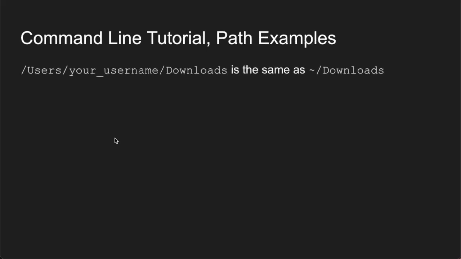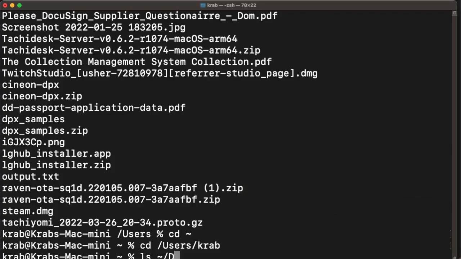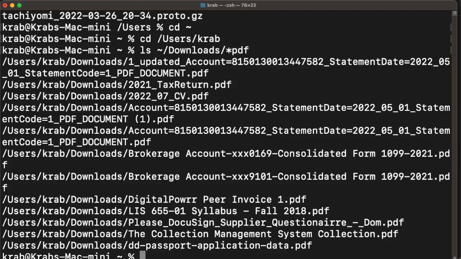Now, just running through some examples here. We have this absolute path, but that's the same as your home shortcut /downloads. You can go up and down paths as much as you want, and that is fine. You can use a wildcard to list a whole bunch of things, kind of using it as a filter. Let's look at this because it's always fun to see how many PDFs you have. There we go. That's all the PDFs in my downloads folder.